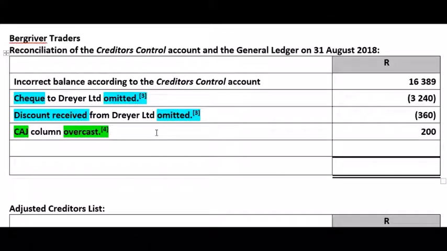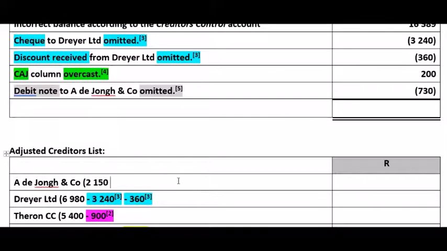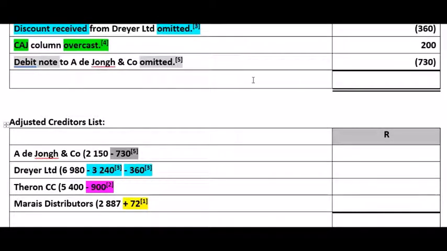In the control account, you say debit notes to R. de Jong and Company omitted. Omitted means not recorded at all. Okay. A debit note means that we will pay less because we returned goods. So the total value owed to our creditors decreased. That's why I'm putting it in brackets. And then R. de Jong and Company's balance must also be decreased because we don't have to pay them that 730 Rand. We returned some goods. And that's it. I actually like this format more than the other format.